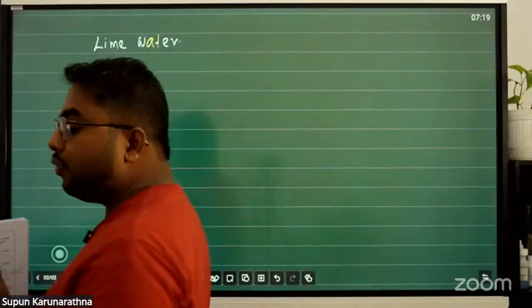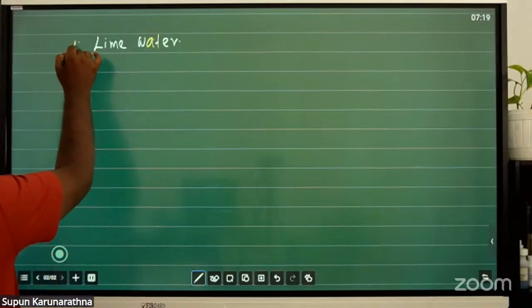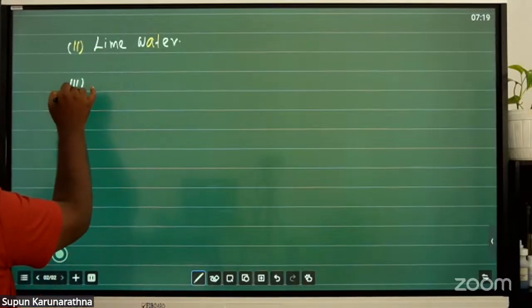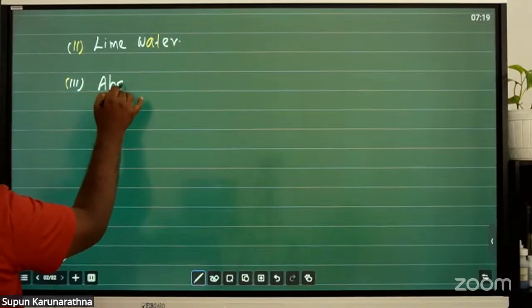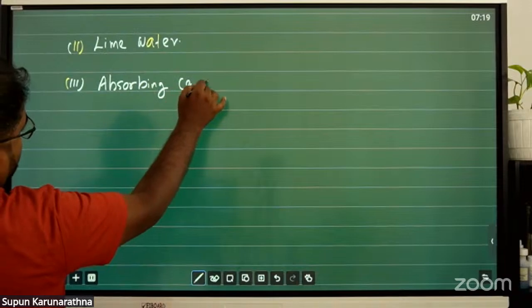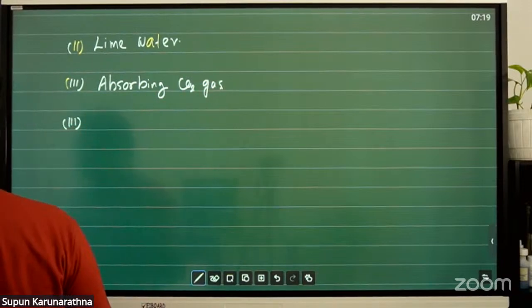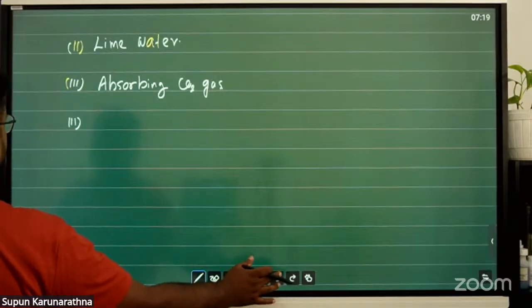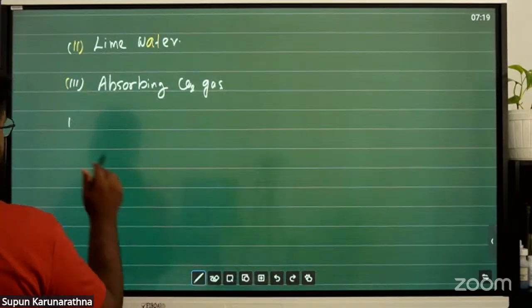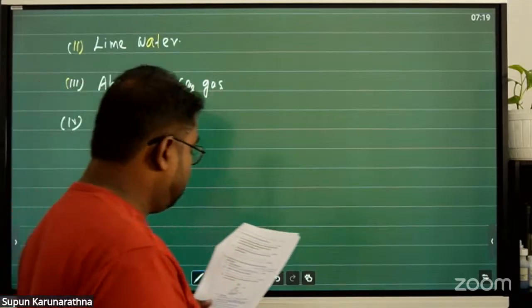What is the function of KOH solution? KOH can absorb the carbon dioxide gas.